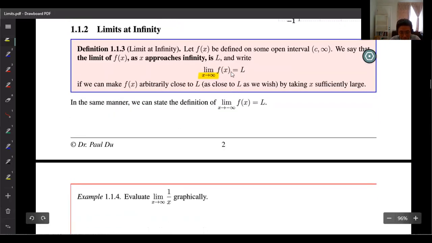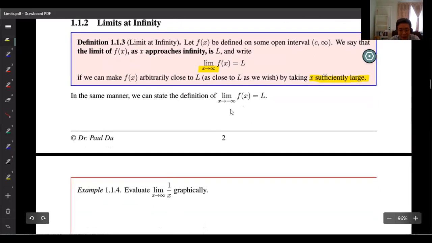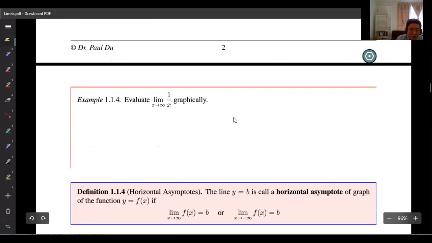So what does it mean for the limit to equal L? It means we can make the function arbitrarily close to L by taking x sufficiently large. Similarly, you can define the limit at negative infinity. Let's look at this example. Again, we talk about the graphical approach to help us easily understand the concept. Later, we'll show the algebraic approach.